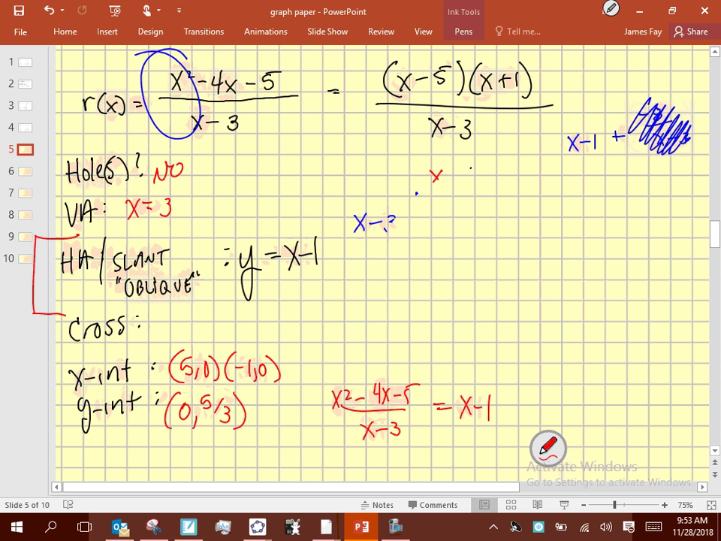Again, multiply by the LCD of x minus 3. You put x minus 3 over here. It's going to save you a little bit of time when we FOIL that out. So it's going to be x squared minus 4x plus 3, right? What happens to your x squared? They cancel. What happens to your negative 4x's? They cancel. You're left with negative 5 equals 3. True or false? False. Do I cross it? No.